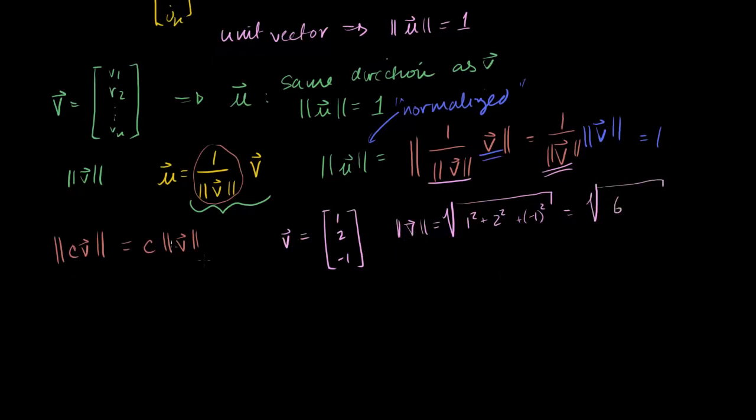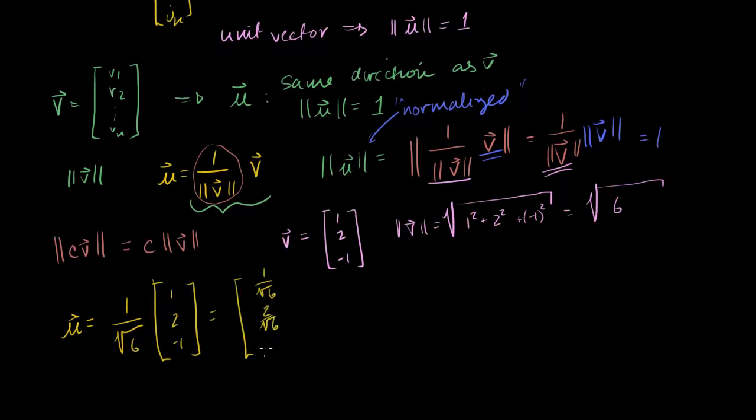So if I want to construct a normalized vector u that goes in the same direction as v, I can just define my vector u as being equal to 1 over the length of v, 1 over the square root of 6, times v. So times 1, 2, minus 1, which is equal to 1 over the square root of 6, 2 over the square root of 6, and minus 1 over the square root of 6. And I'll leave it for you to verify that the length of u is going to be equal to 1.